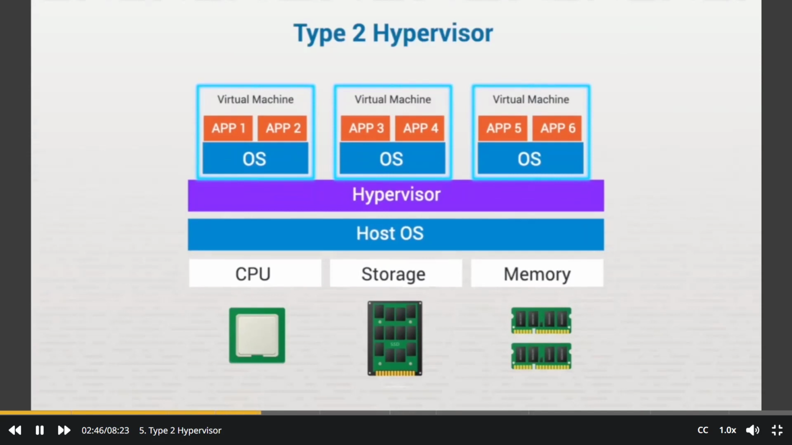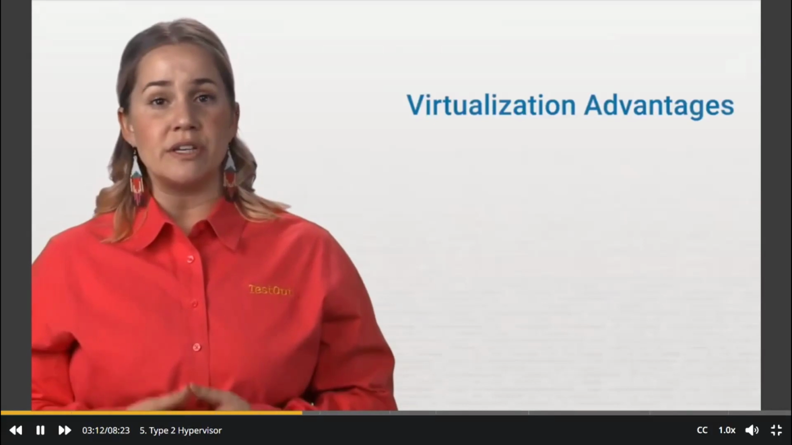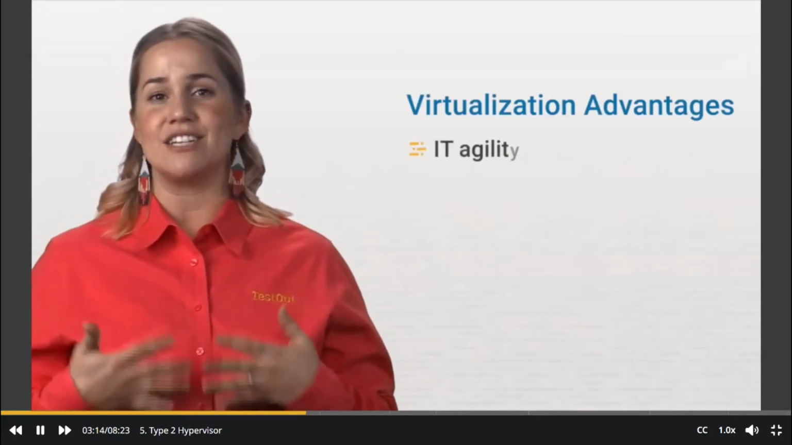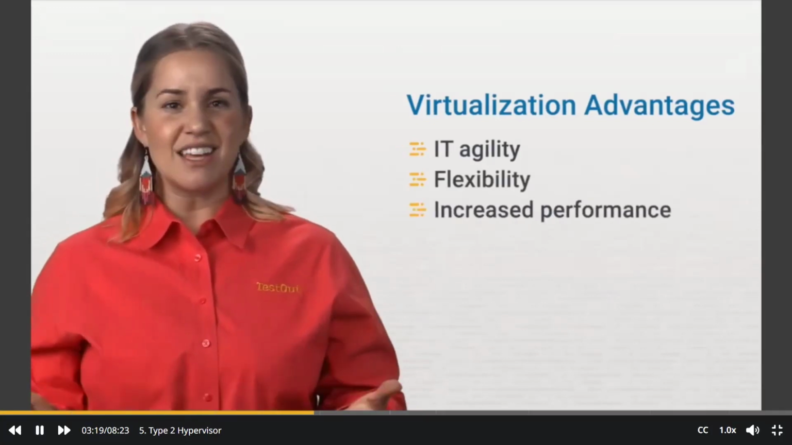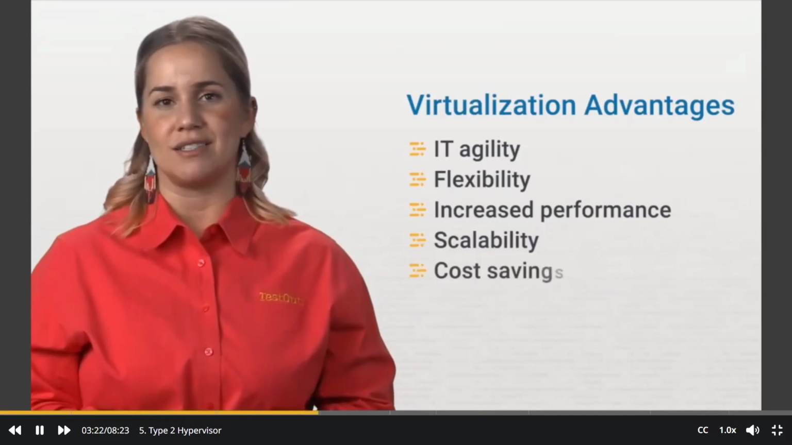A Type 2 hypervisor is a software application that runs on top of a conventional operating system to manage the guest VMs. When one needs to interact with the host hardware, it must do so through the hypervisor and then through the host operating system. VMware Workstation, Oracle VM VirtualBox, Parallels Desktop for Mac, and the open source QEMU product are Type 2 hypervisors. Some of the advantages of using virtualization are that it can increase IT agility, allow for greater flexibility, deliver increased performance, and let you scale up quickly while enjoying significant cost savings.